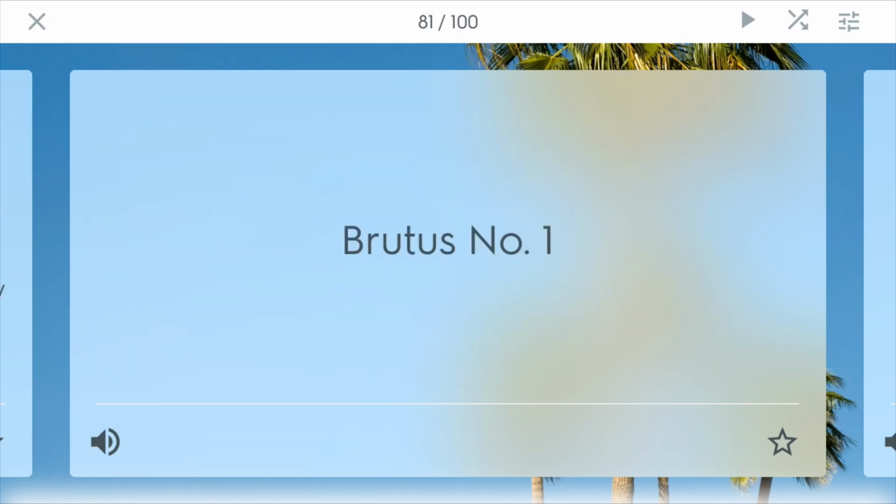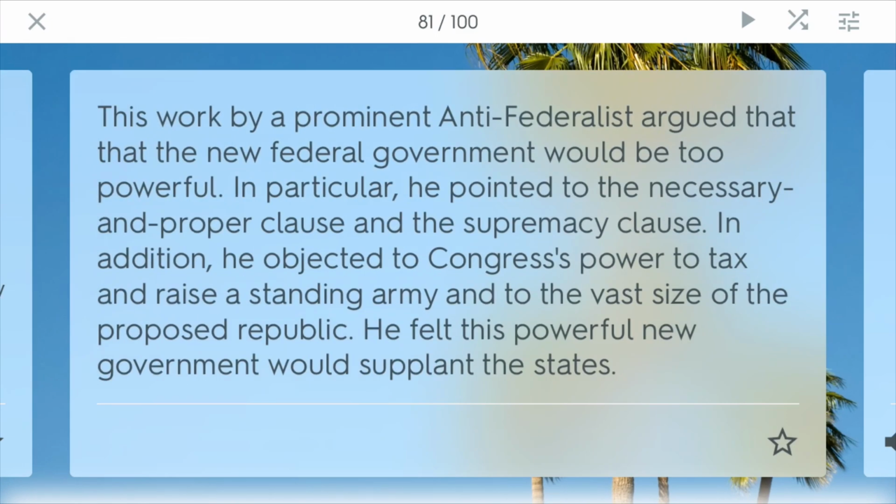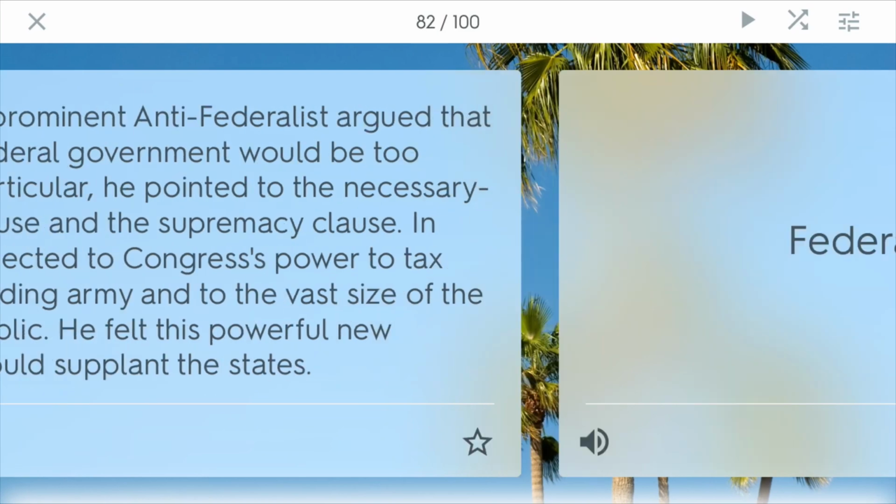Brutus No. 1 was a work by a prominent anti-federalist. Most people believe it was Robert Yates, and he argued that the new federal government would be too powerful, so he didn't like the new Constitution. Particularly, he didn't like clauses like the Necessary and Proper Clause, also known as the Elastic Clause, and the Supremacy Clause. In addition, he also didn't like Congress's power to tax and raise a standing army. He was a big supporter of states' rights.